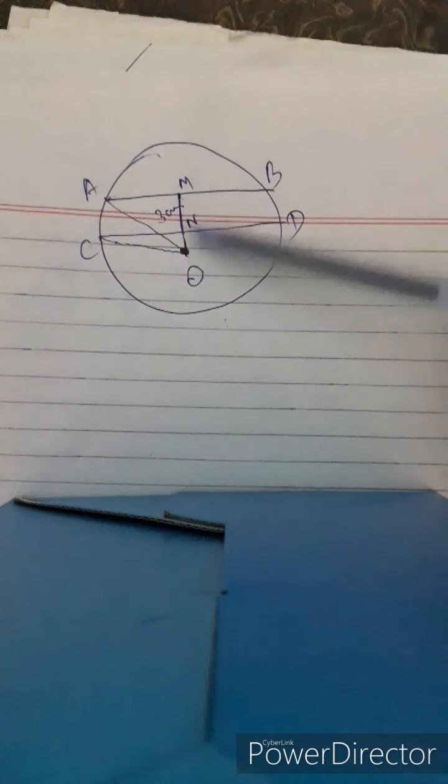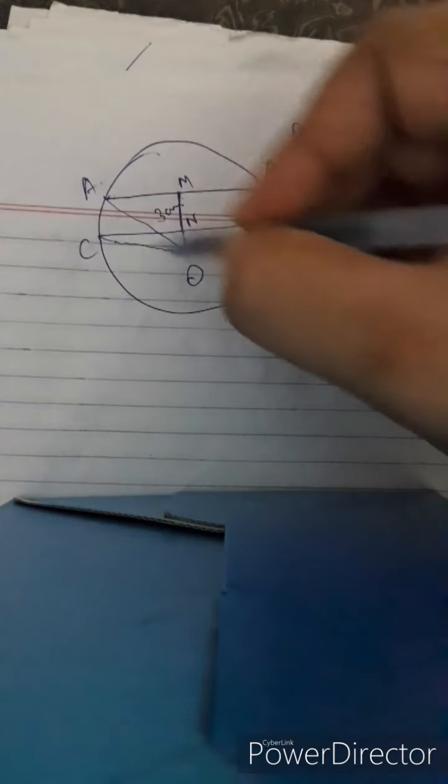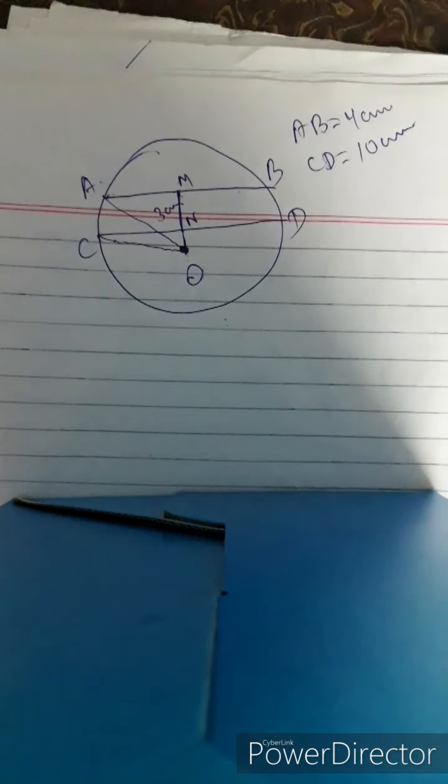Now we'll take a look at a few examples regarding chords of a circle. It is given that AB and CD are two parallel chords of a circle with center O such that they are 3 centimeters apart, that is MN is 3 centimeter, and AB equals 4 centimeter and CD equals 10 centimeter. We have to find the radius of the circle, OA or OC.